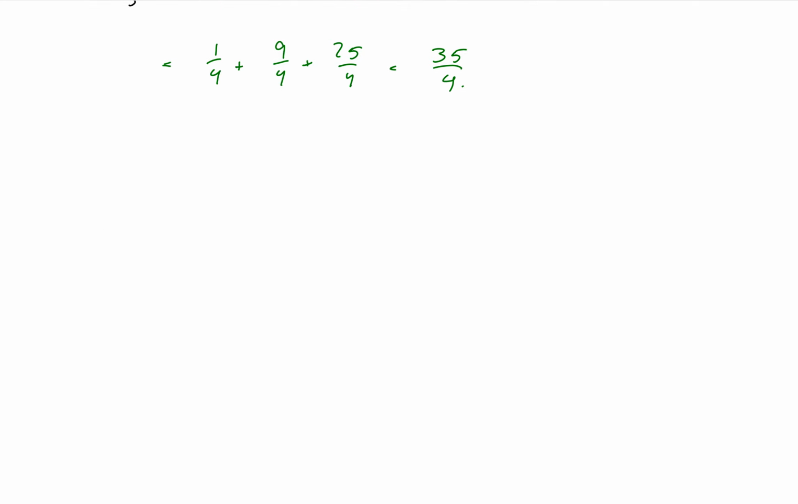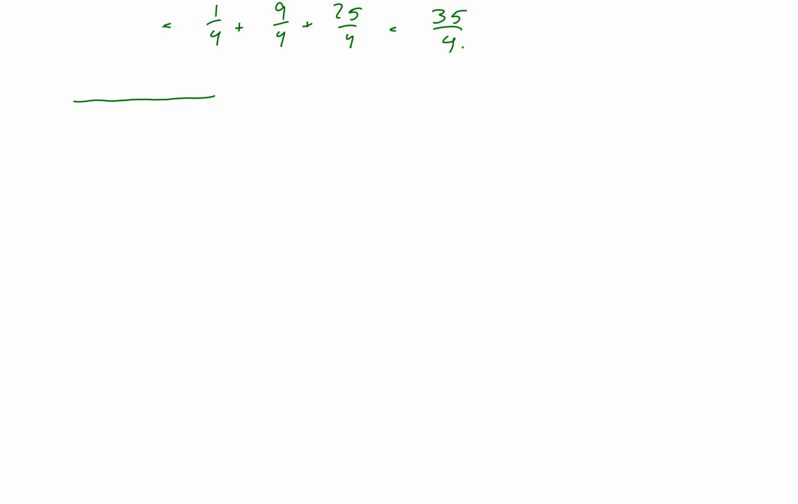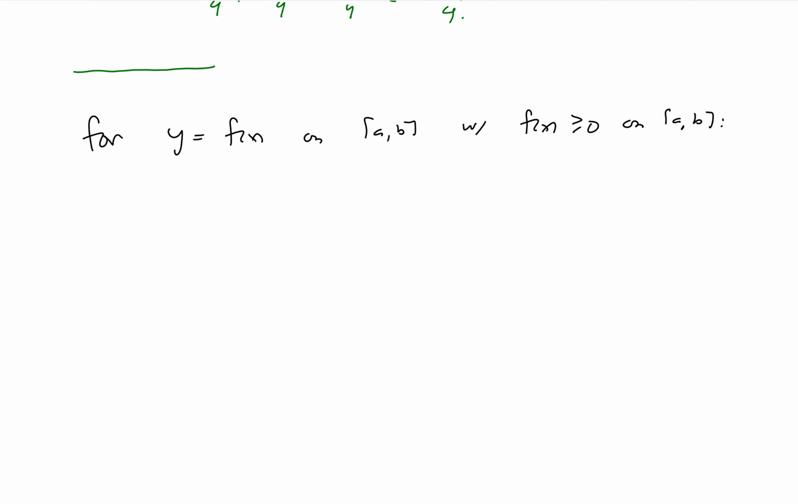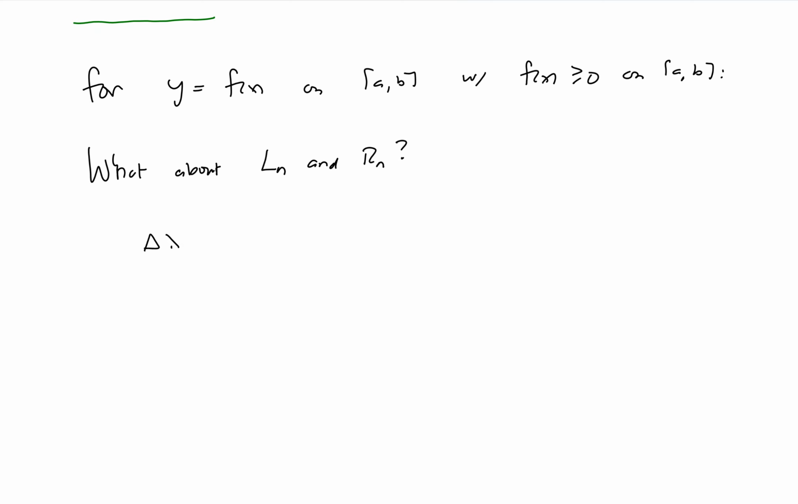So now let's think of our general formulas. So that's the end of that example. Let's go back to our general setup of what we're doing. So for y equals f of x on [a, b] with f of x bigger than or equal to 0 on [a, b], what about Ln and Rn? So for a general n, well, delta x is easy to find. This is b minus a over n. It's like we've been doing.